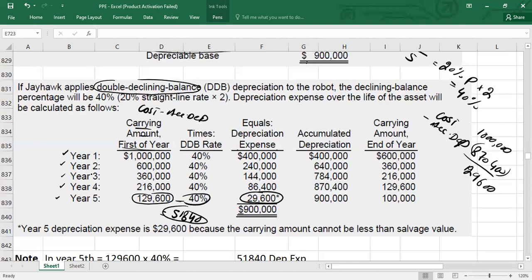The reason is that your total accumulated depreciation should not be more than the depreciable base, or your carrying value of the asset should not be below the residual value. This is a really important point. Okay, let me just prove what is going to happen here.